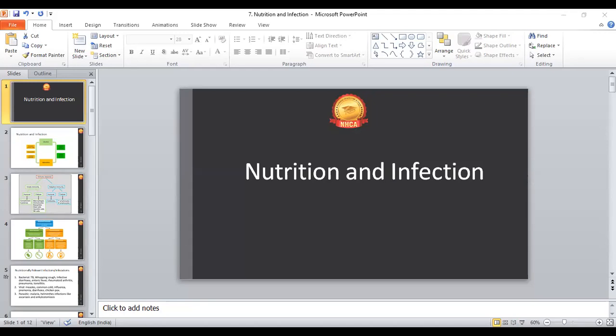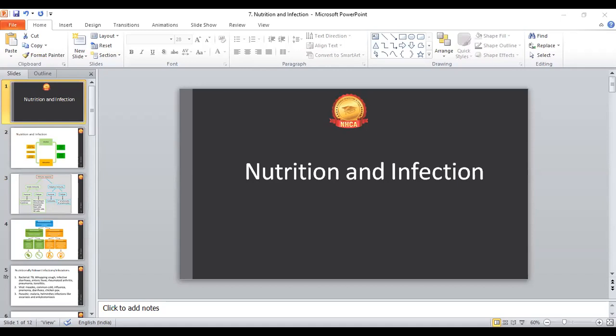Malnutrition will lead to infection. Prolonged chronic infection can also lead to malnourishment. Okay, so this is a chart which explains that. So when a child is suffering from infection for a very long time, impaired barrier protection will be there.